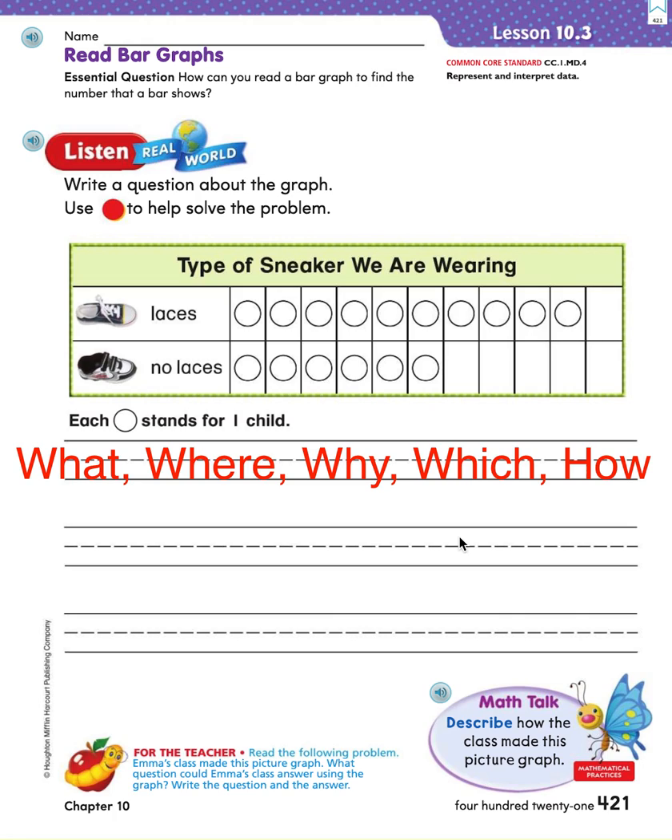After you ask your question, go ahead and then answer your question. So what is the answer to whatever you ask about this graph? You can pause the video to complete this, and then when you're ready to move on, go ahead and hit play.